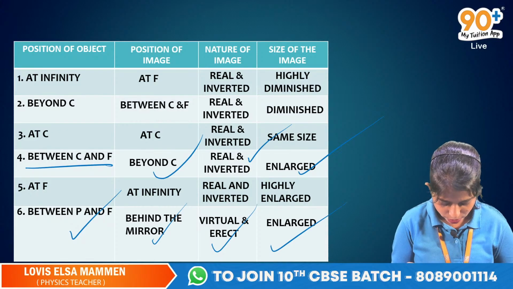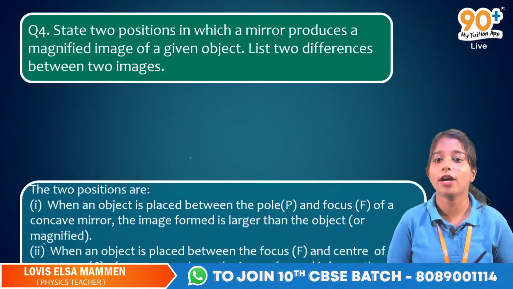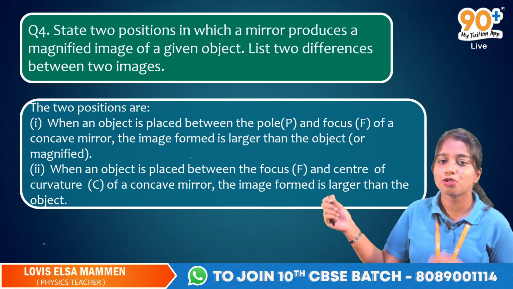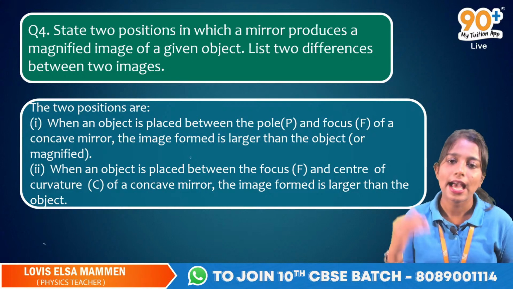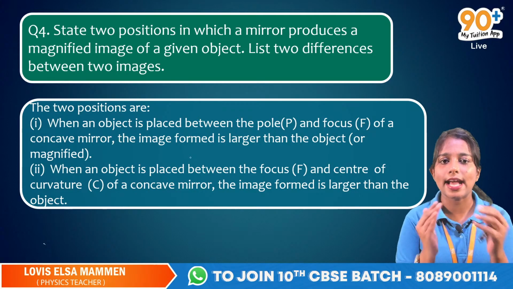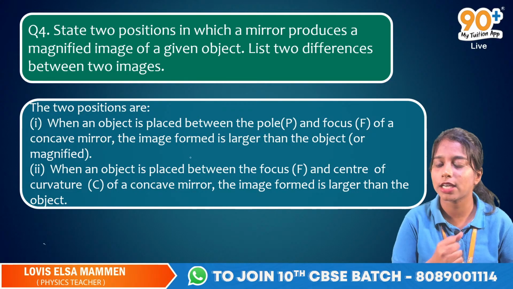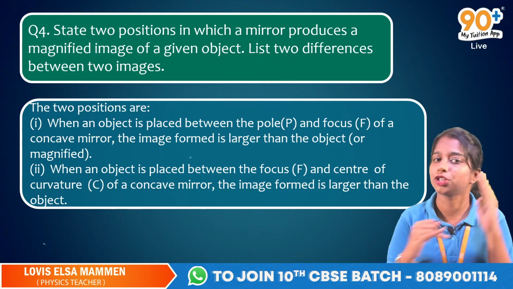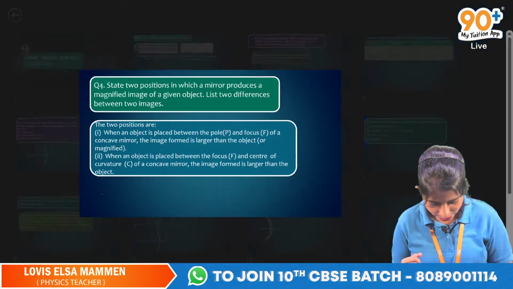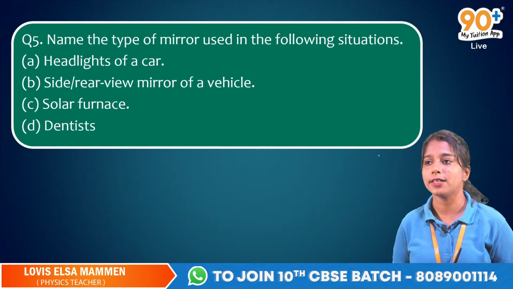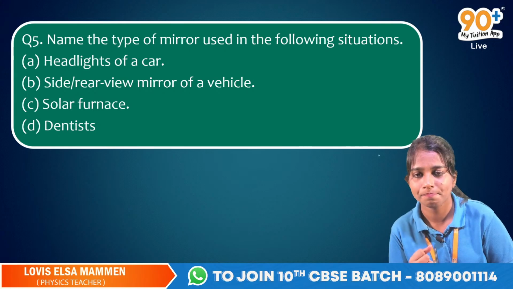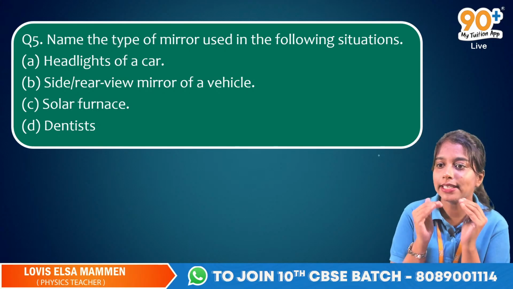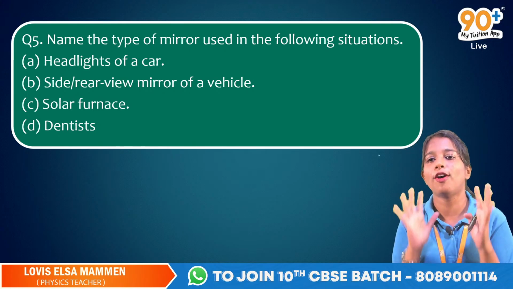Got it? It's a very important question. So the question says to state two positions. You need two positions, so you can actually answer that from the table, and the differences are also there. You can answer the differences in terms of the position of the image and nature of the image. Got it? Fine. Now here comes the fifth question. Name the type of the mirror used in the following situations.